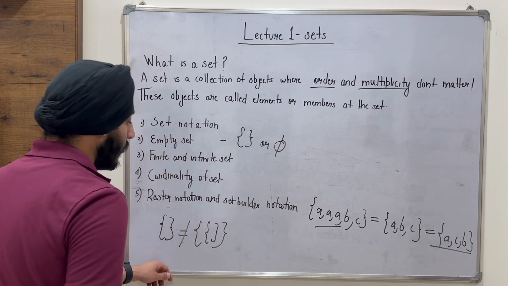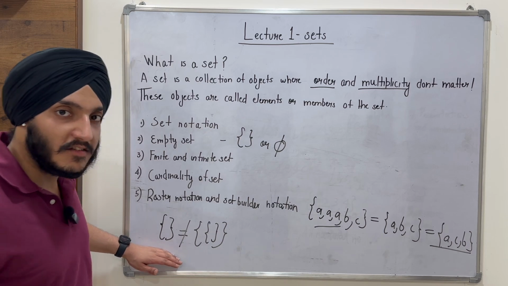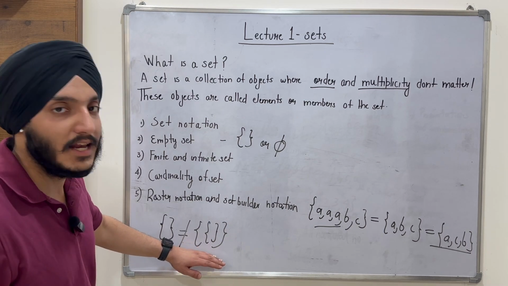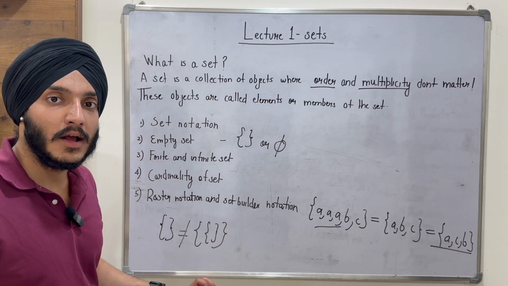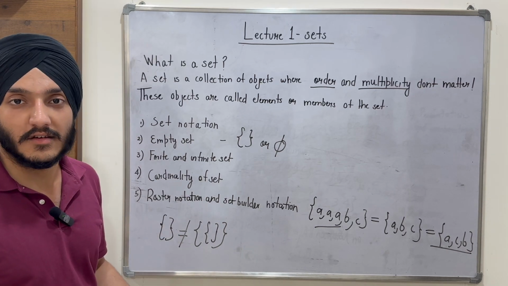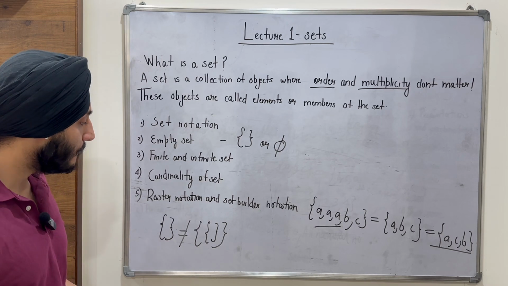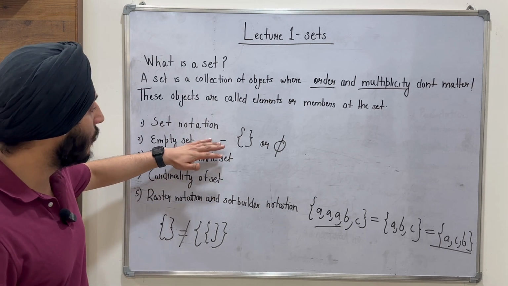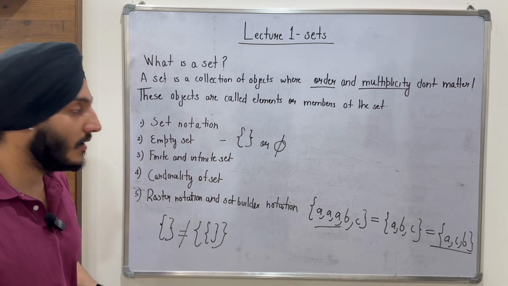are not equal to each other. This is an empty set, while this is a set containing the empty set. So there's a difference to it. If you don't understand it, pause this video and go back and try to understand it one more time, right? For now, this would be a good understanding of what the empty set is, right?